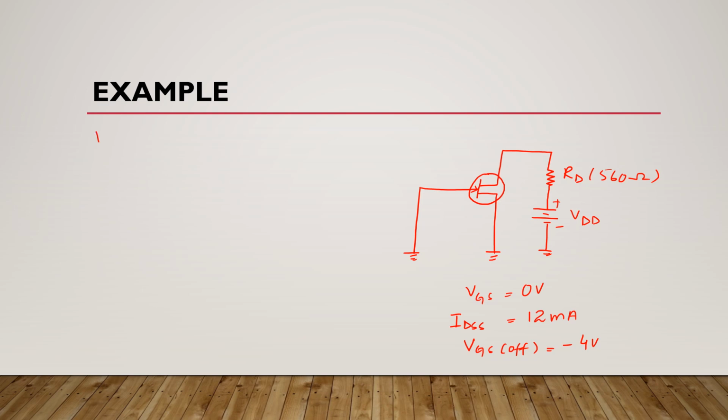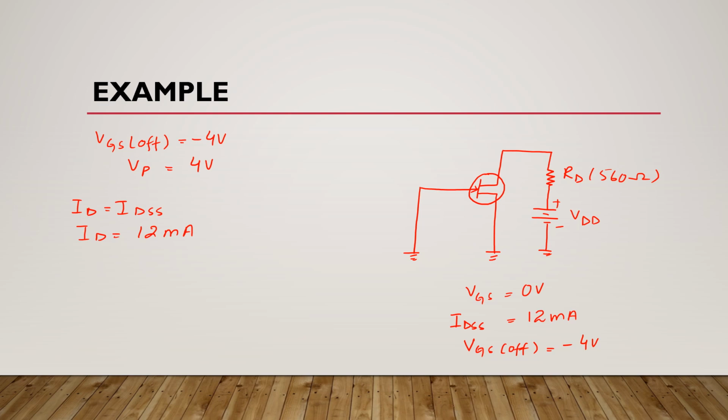It means if the cutoff voltage is minus 4 volts, the pinch off voltage will be 4 volts. Okay, and we know that in the constant current region, when VGS is 0 volts, the drain current is equal to IDSS. It means here the value of drain current will be 12 milliamperes.